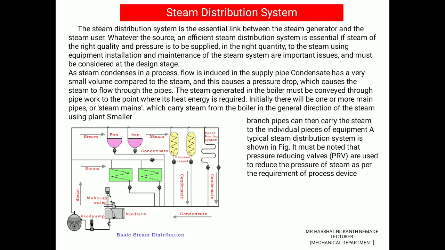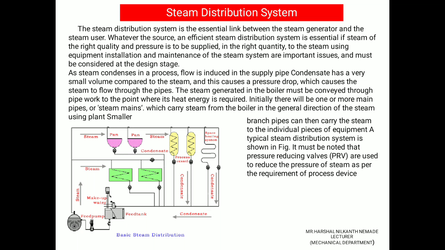Branch pipes carry the steam to individual pieces of equipment. A typical steam distribution system is shown in the figure. You may see the figure. It must be noted that pressure reducing valves, known as PRV, are used to reduce the pressure of the steam as per the requirement of the process device. The pressure reducing valve is used to reduce the pressure.